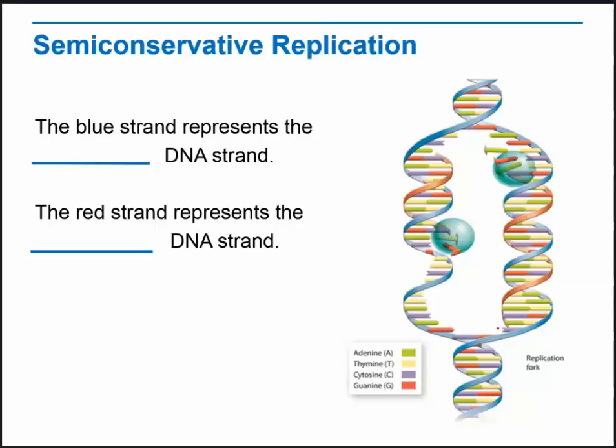Let's take a look at this drawing of replication in process. Notice that one side of the DNA strand is blue, while the other side is red. The blue strand represents the original, or template, DNA strand, and the red strand represents the new strand. DNA replication is described as semi-conservative because half of the old DNA is conserved in a new strand.